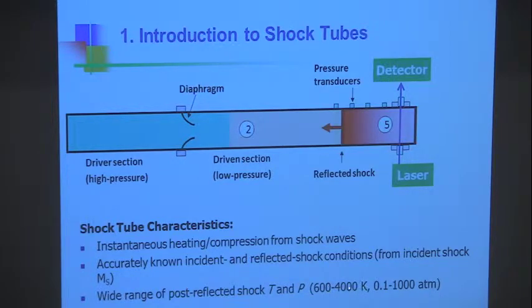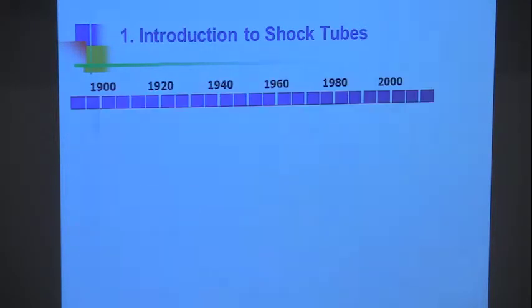So right now we're doing experiments at about 8,000 degrees Kelvin for one particular project. But we've also gone as low as 600 degrees Kelvin, with a wide range of pressures from less than an atmosphere up to 1,000 atmospheres. Typically, though, a few atmospheres is common.